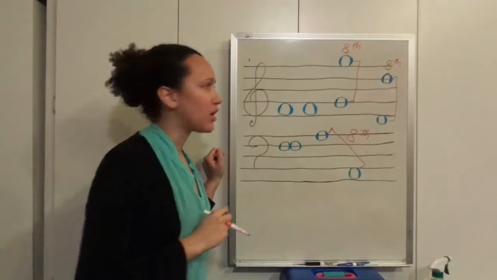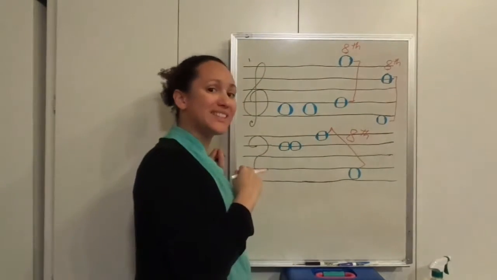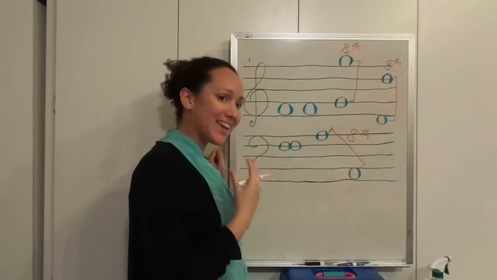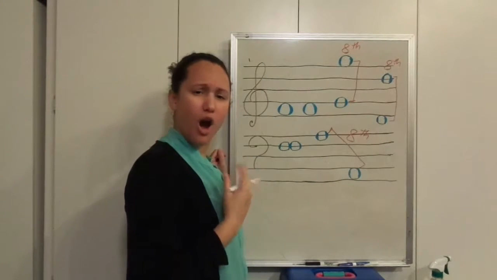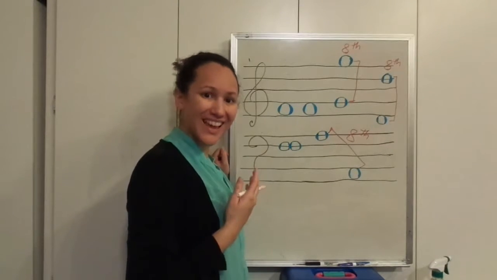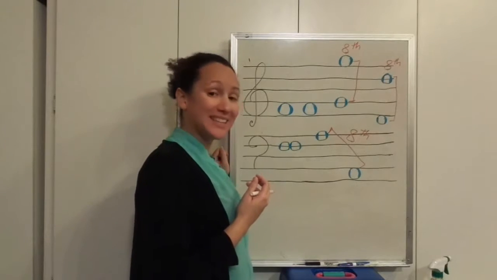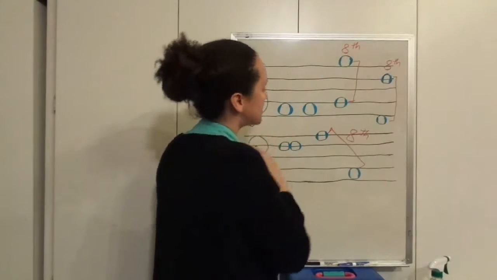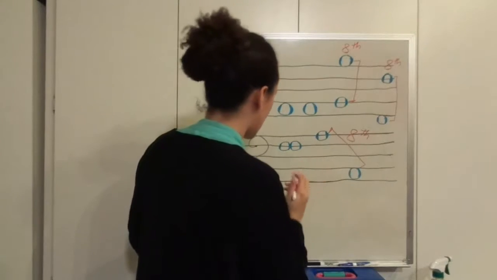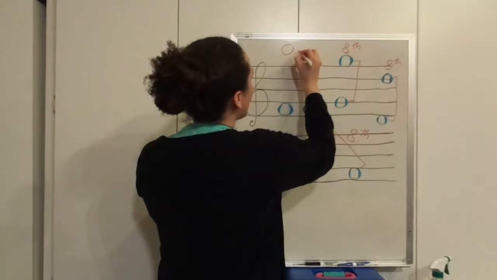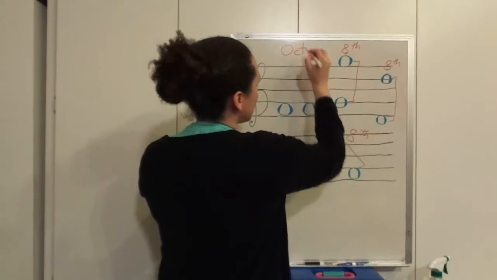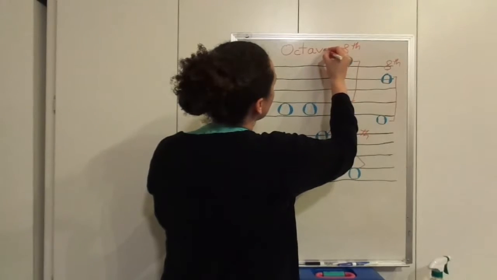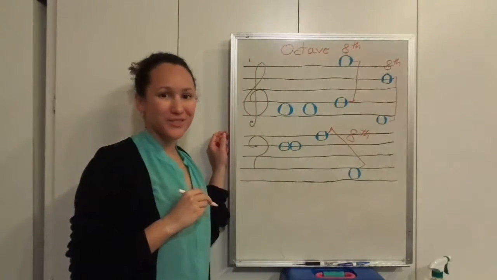Now here comes the tricky part, because we don't usually say an eighth. We have them all the time in music, but we don't generally say an eighth. We usually say an octave. Octave meaning like octopus, 8 legs. It actually just means 8. So I'll put that up here. There we are. Octave, meaning 8.